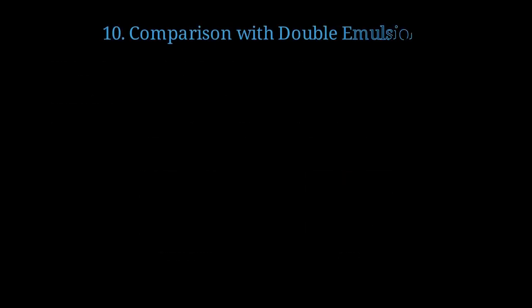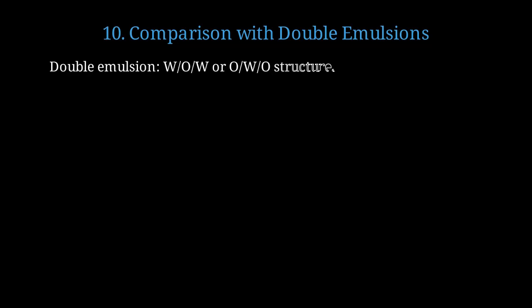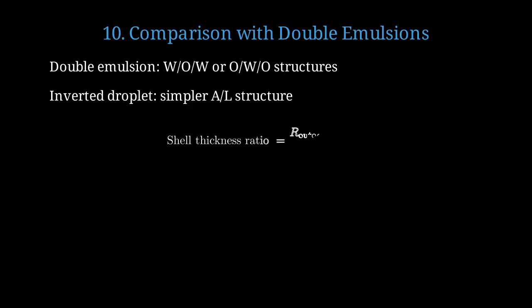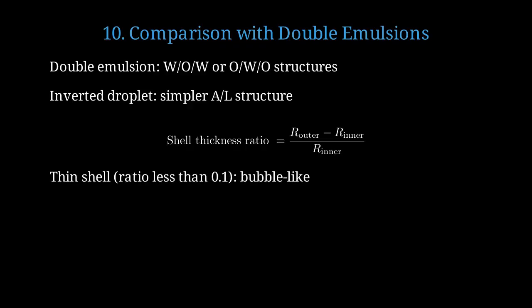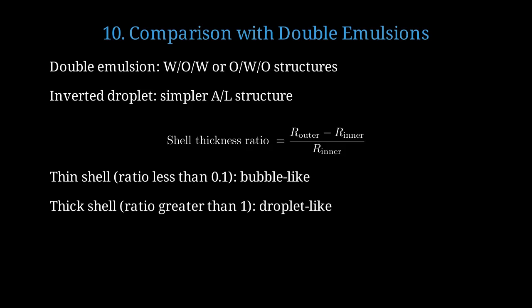Inverted droplets are related to, but distinct from, double emulsions. Double emulsions have structures like water in oil in water, or oil in water in oil. Inverted droplets are simpler, just air and liquid, but with a substantial liquid shell. We define shell thickness ratio as outer radius minus inner radius, divided by inner radius. A thin shell with a ratio less than 0.1 behaves like a normal bubble. A thick shell with a ratio greater than 1 behaves more like a solid droplet with a void.